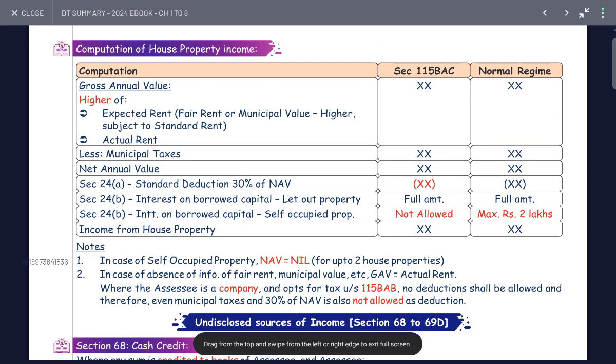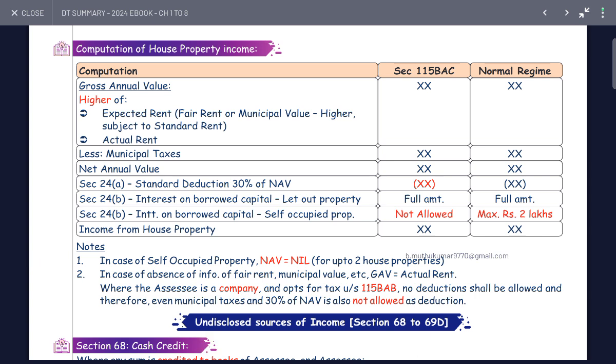So municipal taxes are applicable in both cases and give the net annual value. Section 24(a) deduction of 30% is not applicable. Interest on borrowed capital: for let-out property, the full amount is allowed; for self-occupied property, up to 2 lakhs is allowed. Interest on borrowed capital for let-out property is allowed in full.